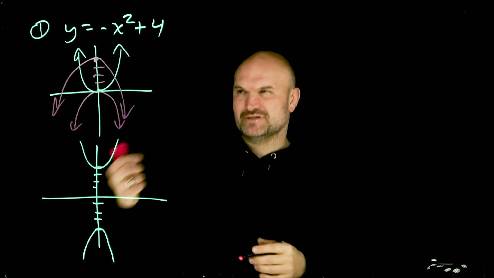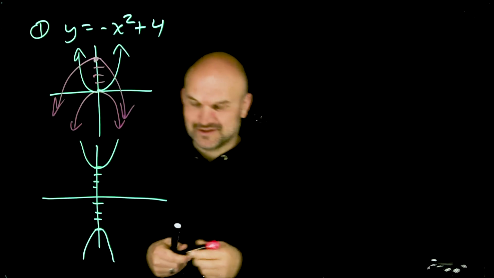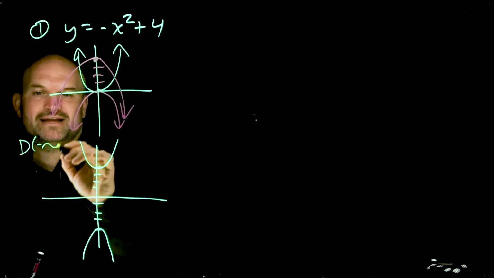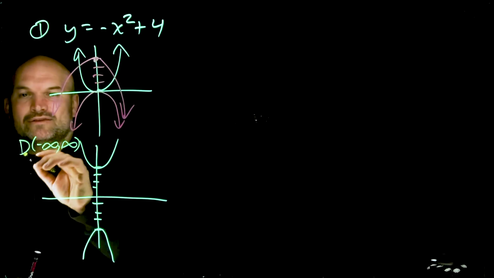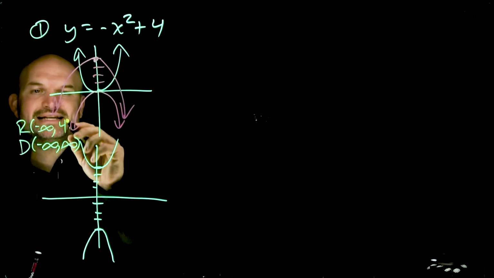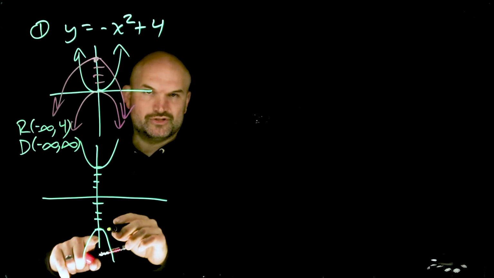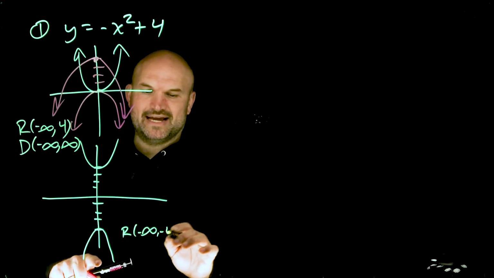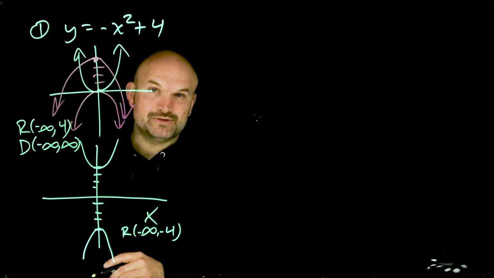Now, obviously my graph looks pretty poor, but let's go ahead and write out the domain and range so we can see. So the domain in this case is going to be from negative infinity to infinity, and the range is going to be from negative infinity to a positive 4. So again, a lot of students will do it the other way, and they'll say the range is going to be from negative infinity to negative 4. That is not going to be correct.